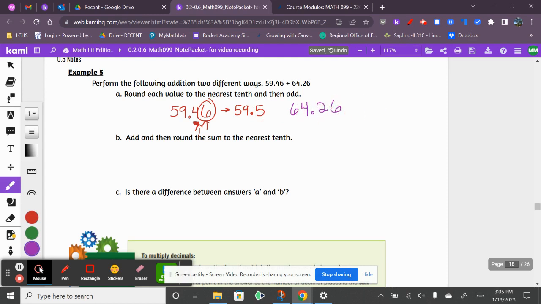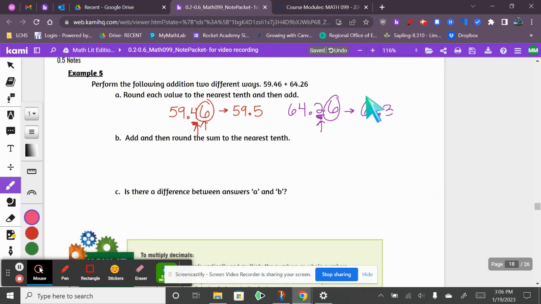For the number 64.26, round to the nearest tenth, I'm going to underline the 2. The 6 tells me that it'll round up. So I end up with 64.3. Now we can go ahead and add the numbers. So this would be 59.5 plus 64.3, and we get 123.8.